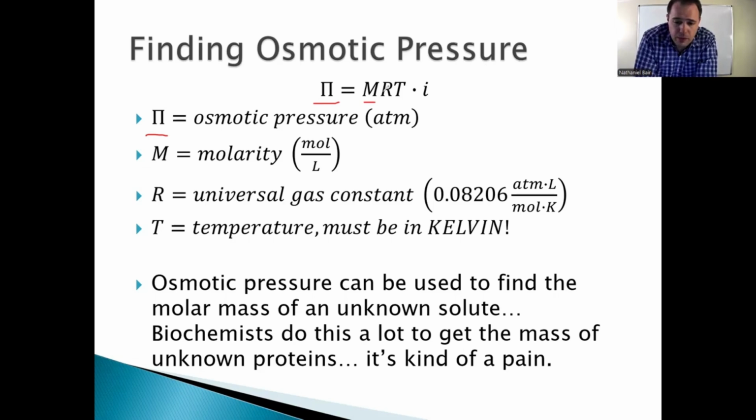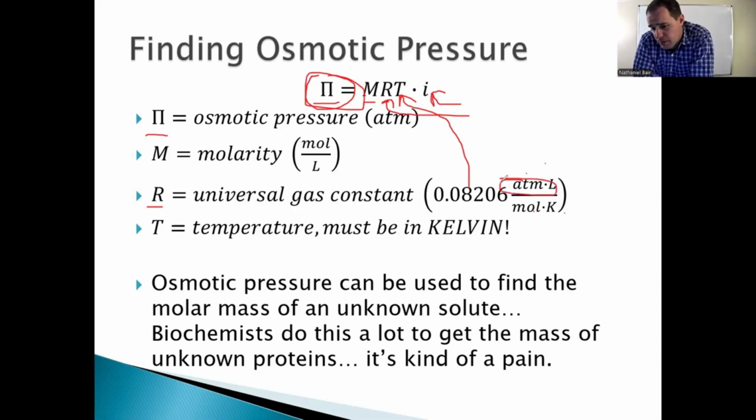Osmotic pressure is equal to the molarity of the solution times the universal gas constant. That's right. You thought you were done with that in Chem 101. 0.08206 atmospheres times liters over moles times Kelvin, times the temperature, which of course is going to have to be in Kelvin because of the constant, and then times the Van't Hoff correction factor. So because we're using the universal gas constant R, and because it has units of atmospheres times liters over moles times Kelvin, this means the osmotic pressure is going to be in atmospheres, right? And our temperature has to be in Kelvin. So watch out for that when we're doing these osmotic pressure problems, okay?